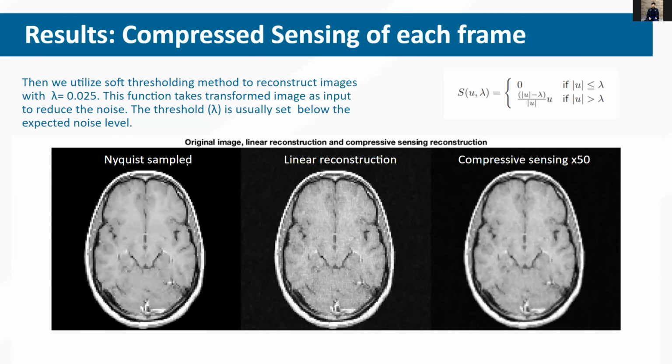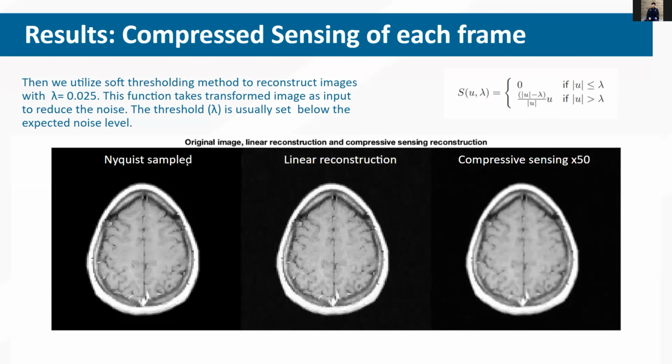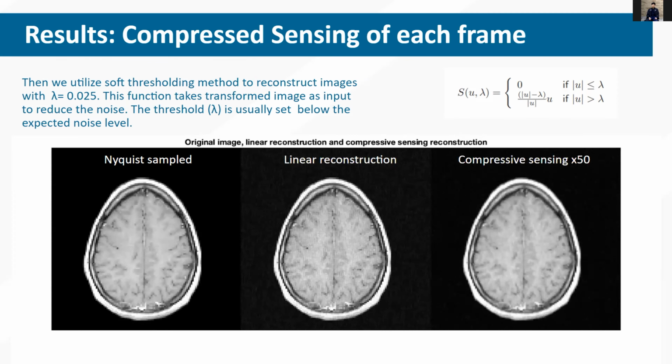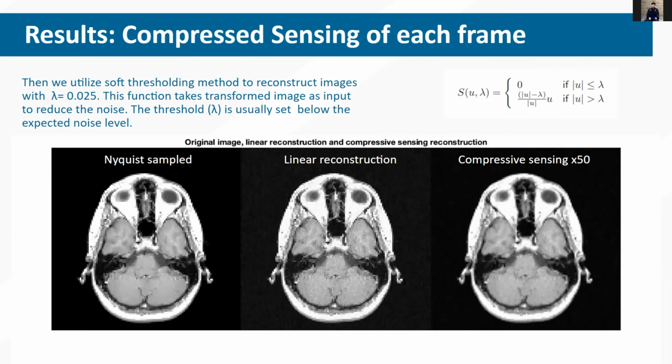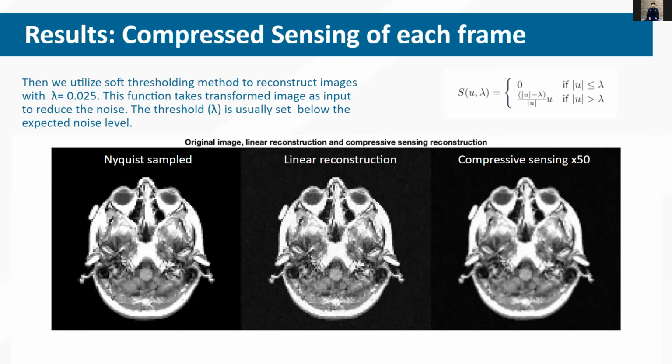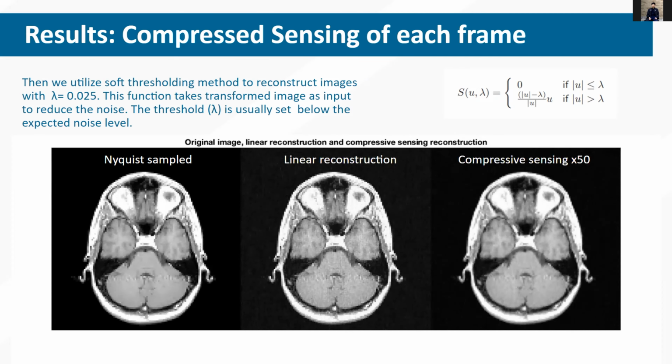So the workflow for us is to Fourier transform the image to K-space and then undersample it with a variable density function. Then we transform the undersampled images to the wavelet domain, utilizing the soft thresholding method to reconstruct. The equation on the right is a mathematical representation of soft thresholding, where u is a pixel value in the wavelet domain and lambda is the threshold value. If the absolute value is smaller than the threshold, the signal is truncated to 0. Otherwise, the value is scaled down by the threshold value.